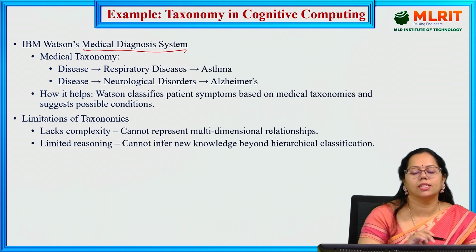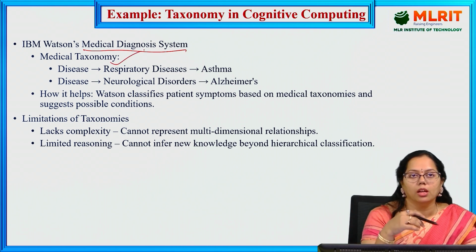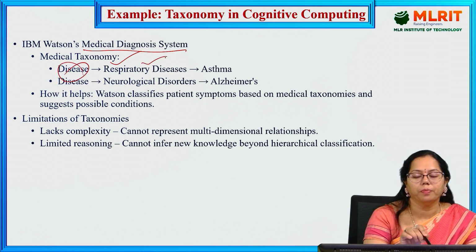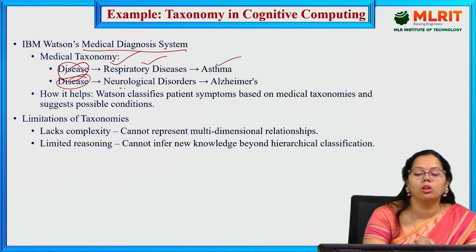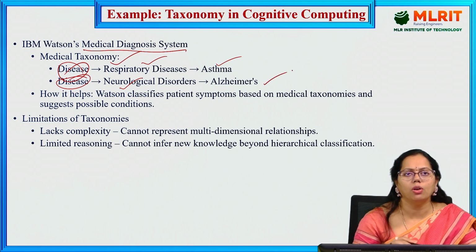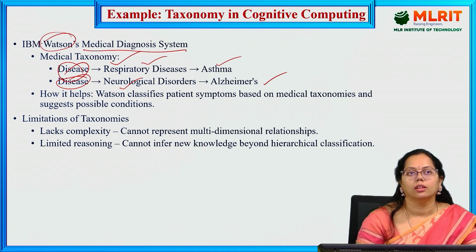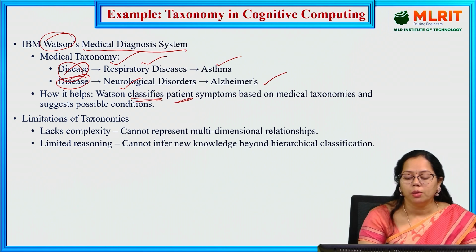Next, medical diagnosis system, like medical taxonomy. Now here, if you are talking about a disease related to respiratory, it is called asthma. A disease related to neurological disorder is called Alzheimer's. How does it help? Now this system called Watson helps to classify the patient. How? Based on the symptoms.